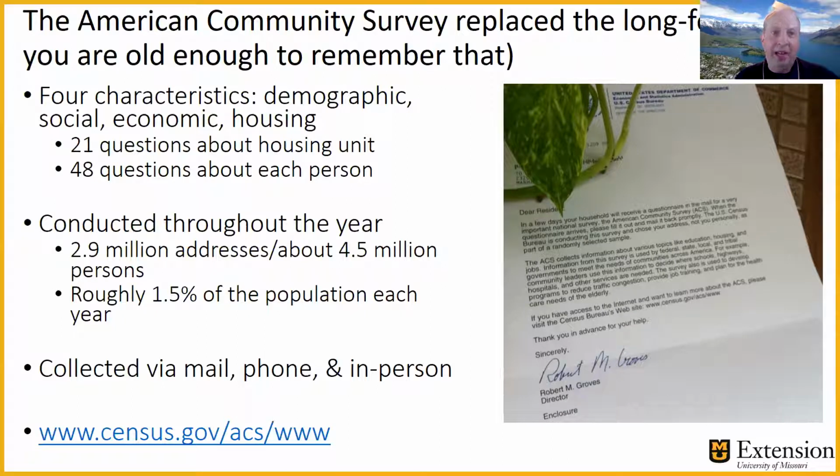Anyway, the ACS covers four different subtopic areas of demographic. There's demographic questions, some social questions, some economic questions, and then housing questions. And it's conducted over the course of a year. And you can see that each year you're getting about 1.5% of the population. And it's done by mail, phone, and in person.